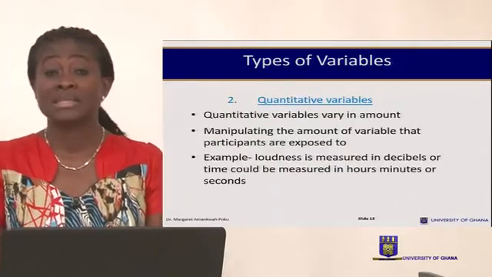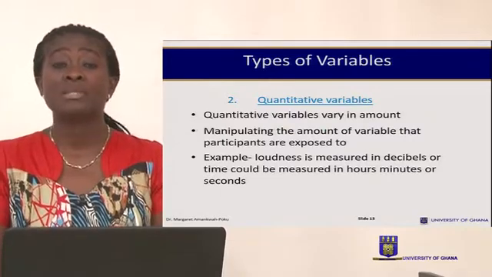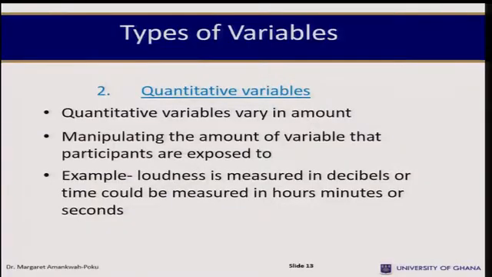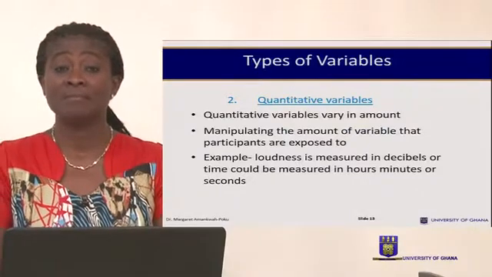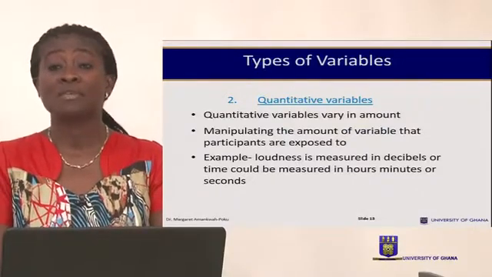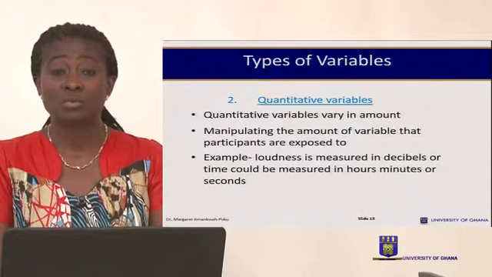Now when you talk about quantitative variables, they vary in amount. The word says quantitative, so the quantity varies. With the previous one, it is the quality that varies. So talking about quantitative variables, manipulating the amount of the variable is what the researcher is interested in. So you manipulate the amount of the variable that the participants are exposed to.